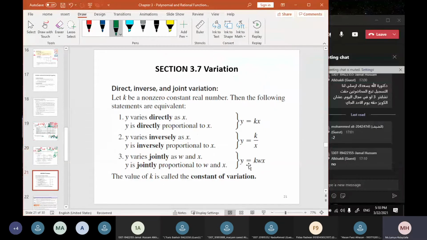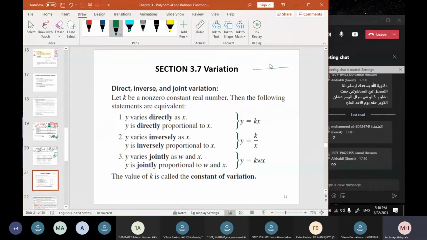Okay. Now, the last part of this chapter is talking about variation. What is variation? Actually, we're going to talk about a function. If we have a function in, say, y and x, when do we say that they are directly proportional or inversely proportional? Okay, first of all, what do we mean by directly proportional?